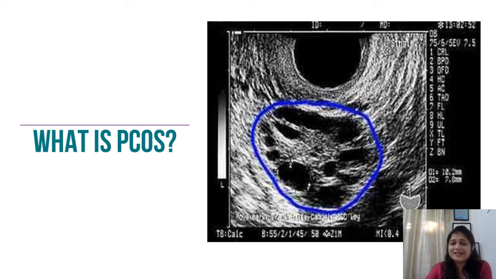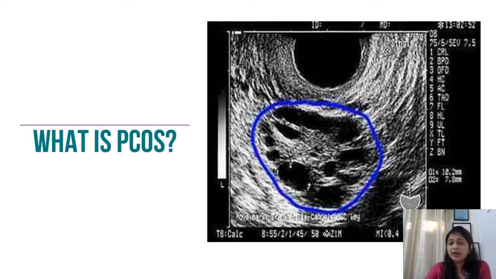So what exactly is PCOS? Now the name clearly states polycystic ovary. That means there are multiple cysts that develop in the ovary. As you can see in this image, these are the cysts that we see on an ultrasound imaging. Now, does this mean that the problem is in the ovary? No. The problem is not originating in the ovary.